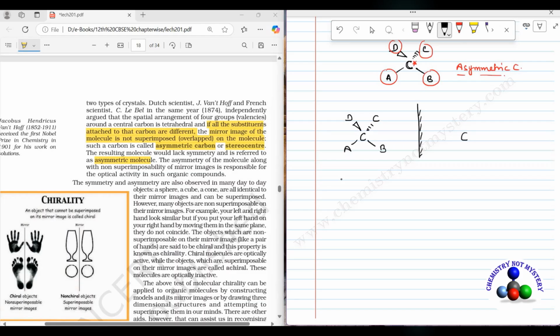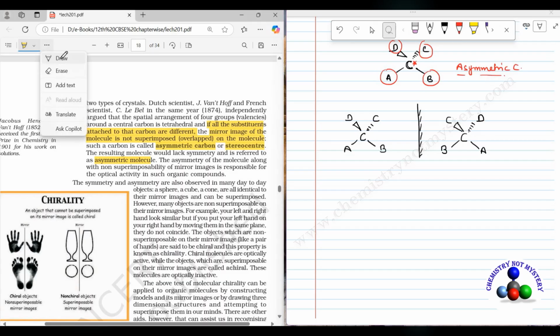So this is C. I will see B at this position and A at this position. This rear bond will appear as the front bond and the front bond will appear as the rear bond. This will be attached to C and here it will attach to D. When I try to overlap the image of the molecule over the molecule, you can easily see C overlaps with D and D overlaps with C. So this mirror image is not superimposable on the molecule.